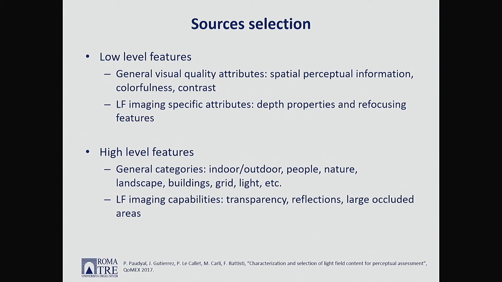For low-level features, what are we talking about? Basically contrast, spatial information, all those features that you can easily extract with many metrics already available in the state of the art. Then we went through the attributes that are specific to light field content, that is, depth properties and the refocusing feature that we have seen earlier. When it comes to high-level features, for 2D, again, it's pretty easy. We talk about the type of content of the scene: indoor, outdoor, natural, computer graphic. While for light field, we had to take into account things that we couldn't find in classical 2D, like the presence of transparencies and reflections, for example. Those are all things that have been included in our source selection.